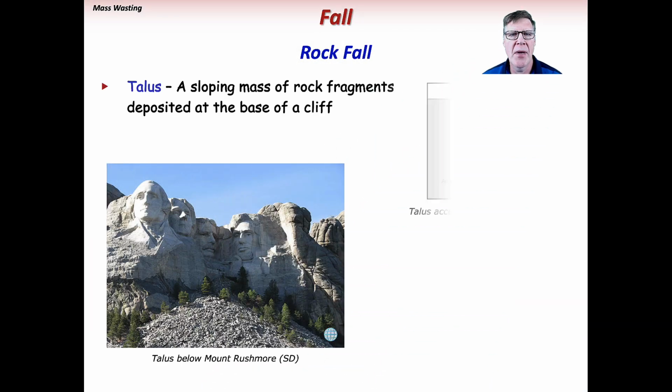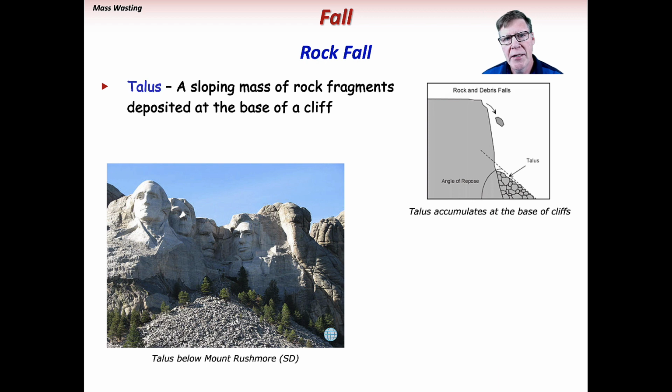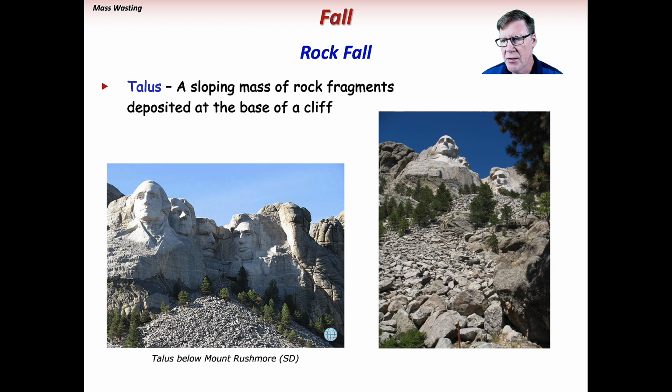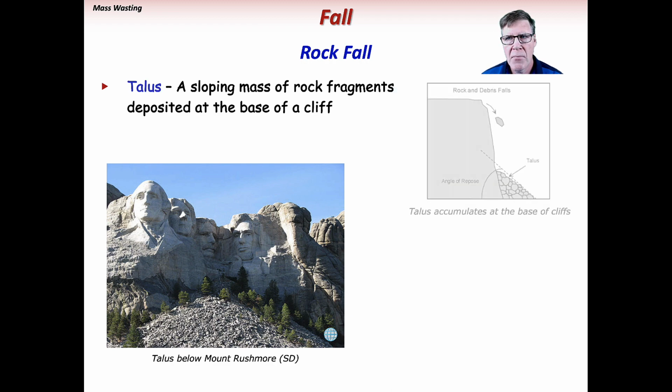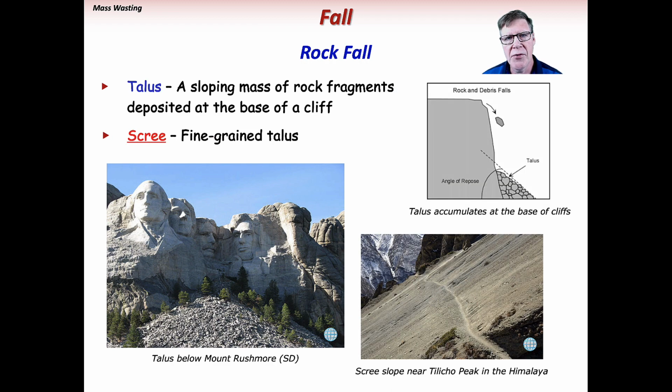Talus is the sloping mass of rockfall debris deposited at the base of a cliff, like here below the cliffs of Mount Rushmore. Fine-grained talus is called scree, like this scree slope here near Tilicho Peak in the Himalaya. Both talus slopes and scree slopes can be quite steep.